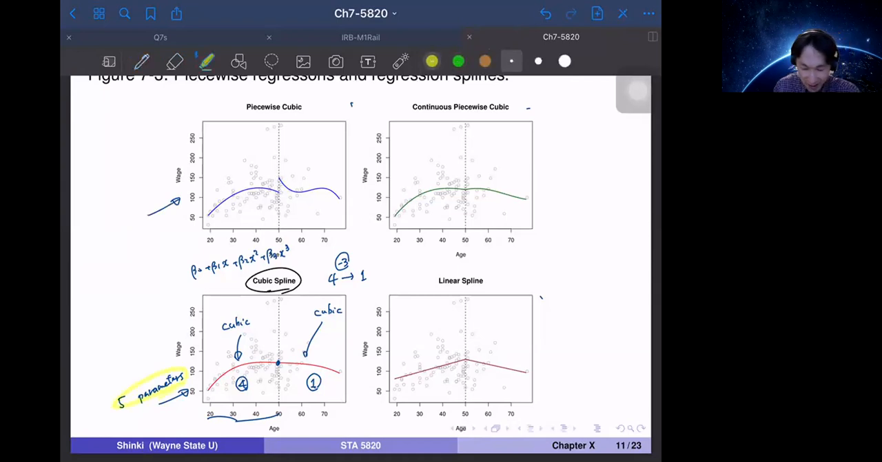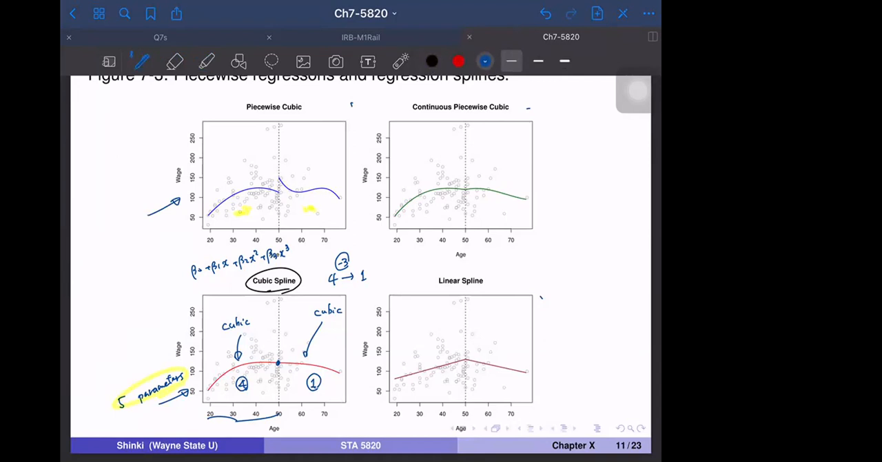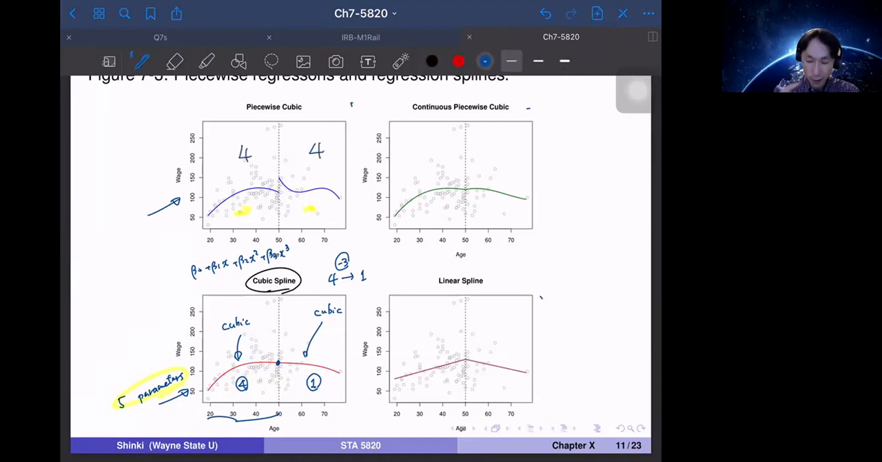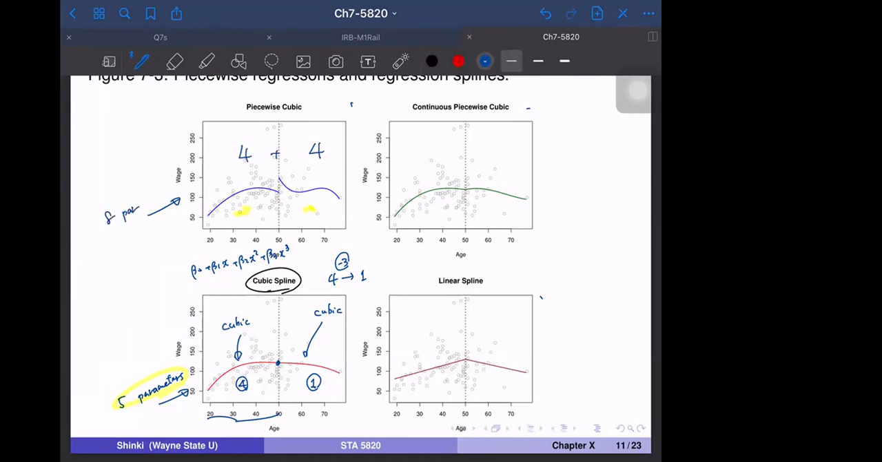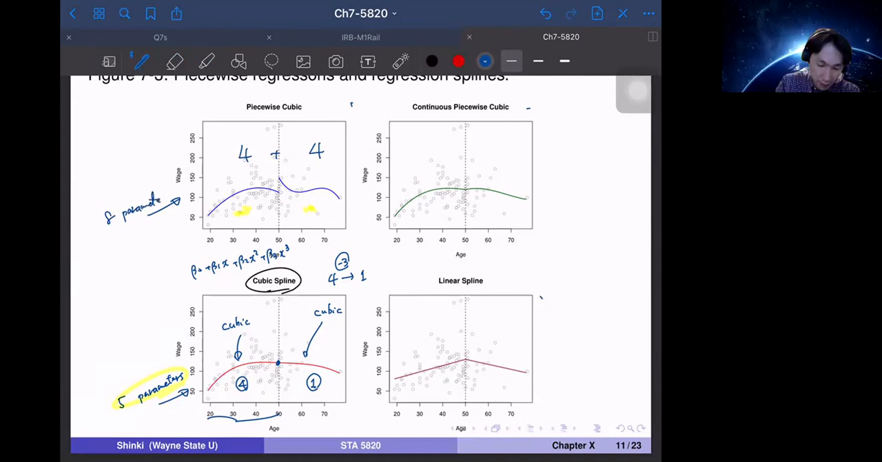So the model assumption isn't really described, but you can see just two independent cubic functions. 4 plus 4, right? So we have 8 parameters here. This really depends on how you specify the model, but this model is a little ad hoc and not natural.